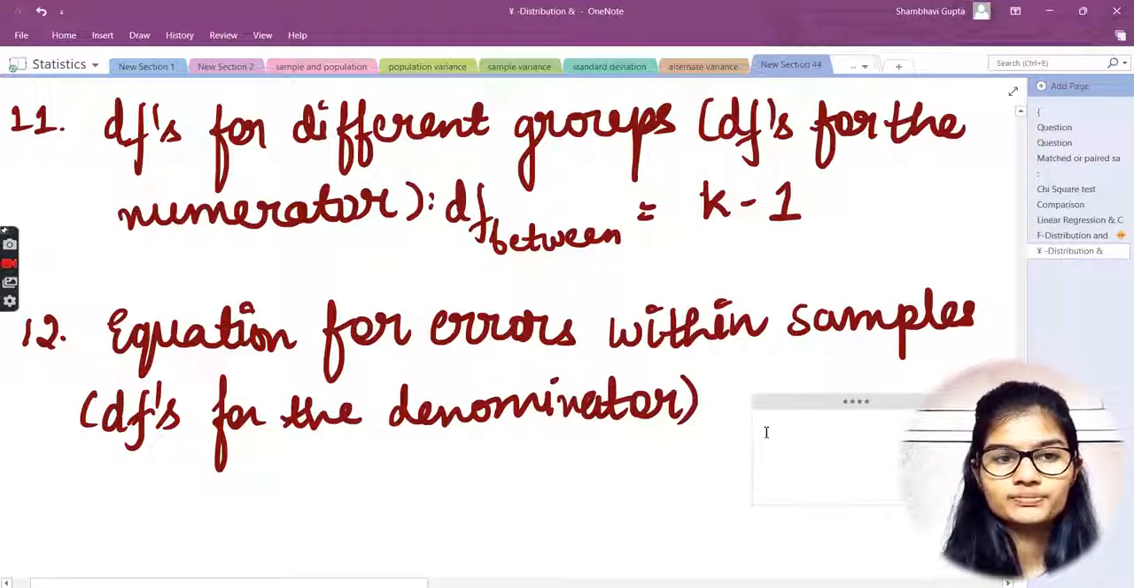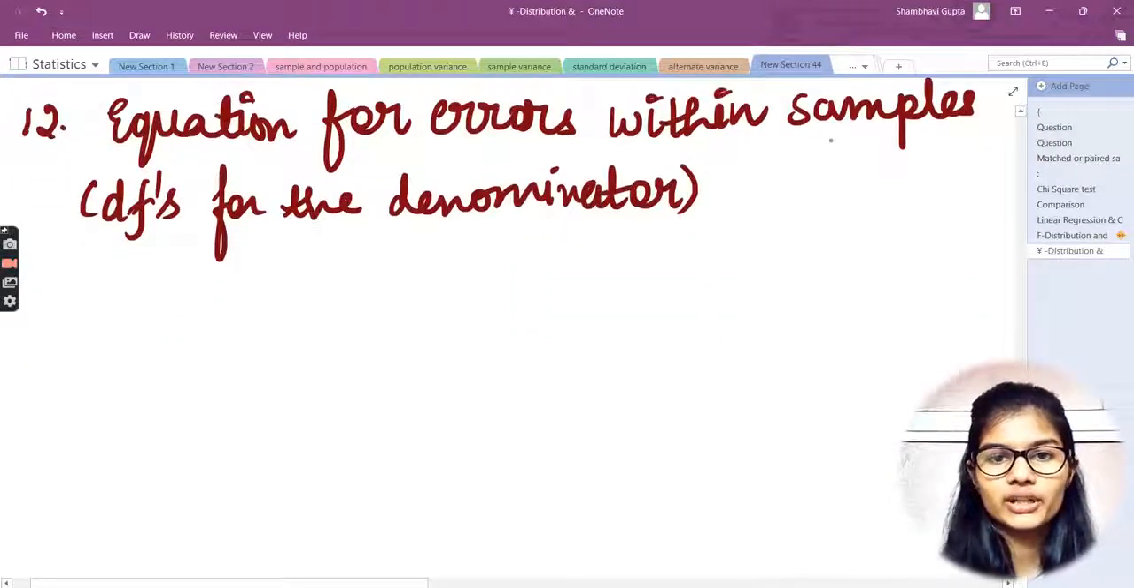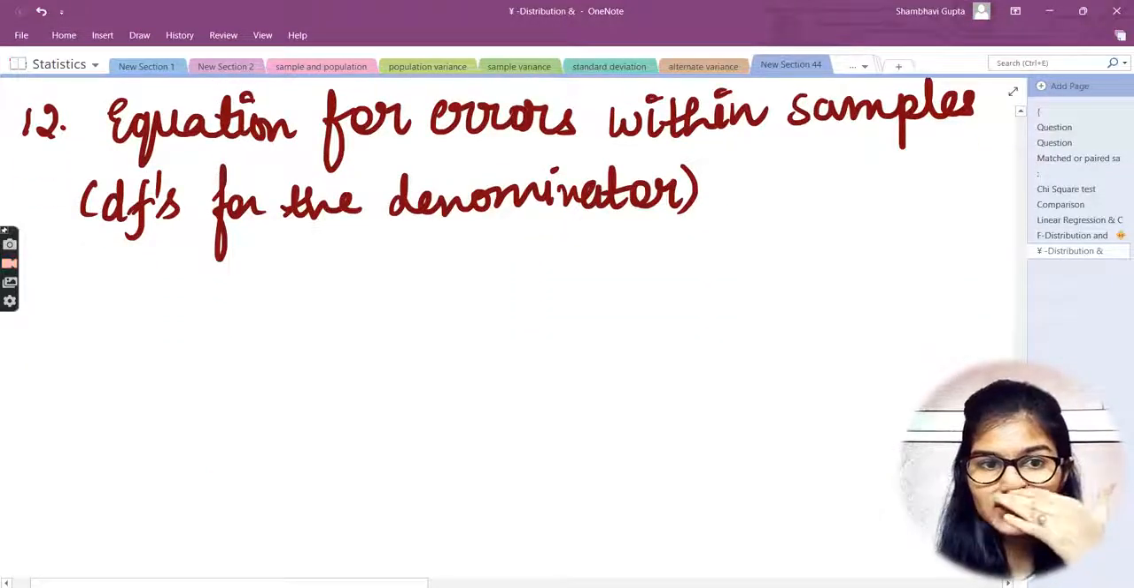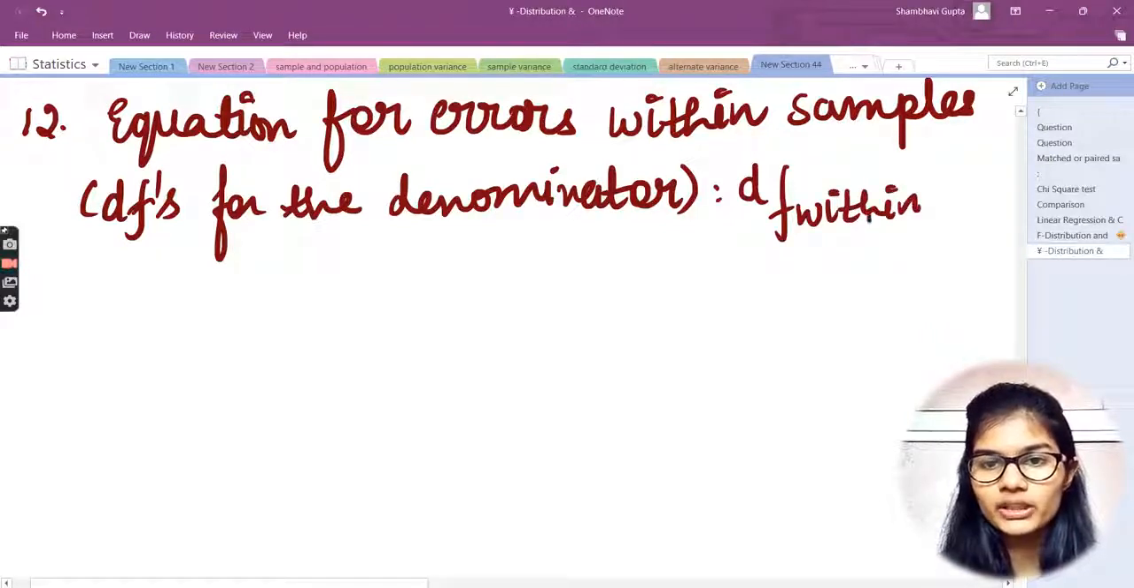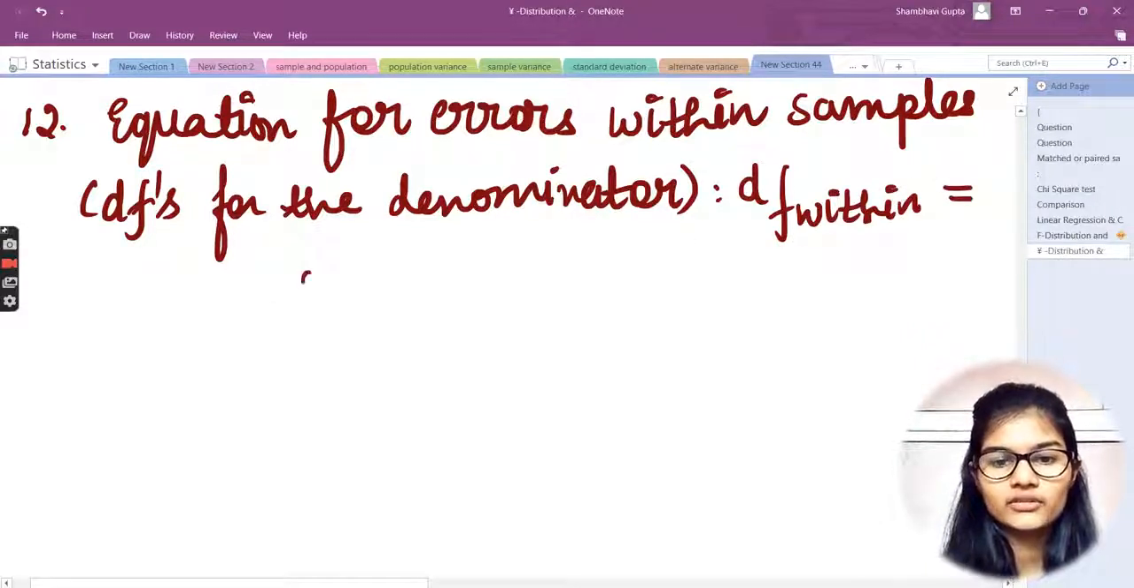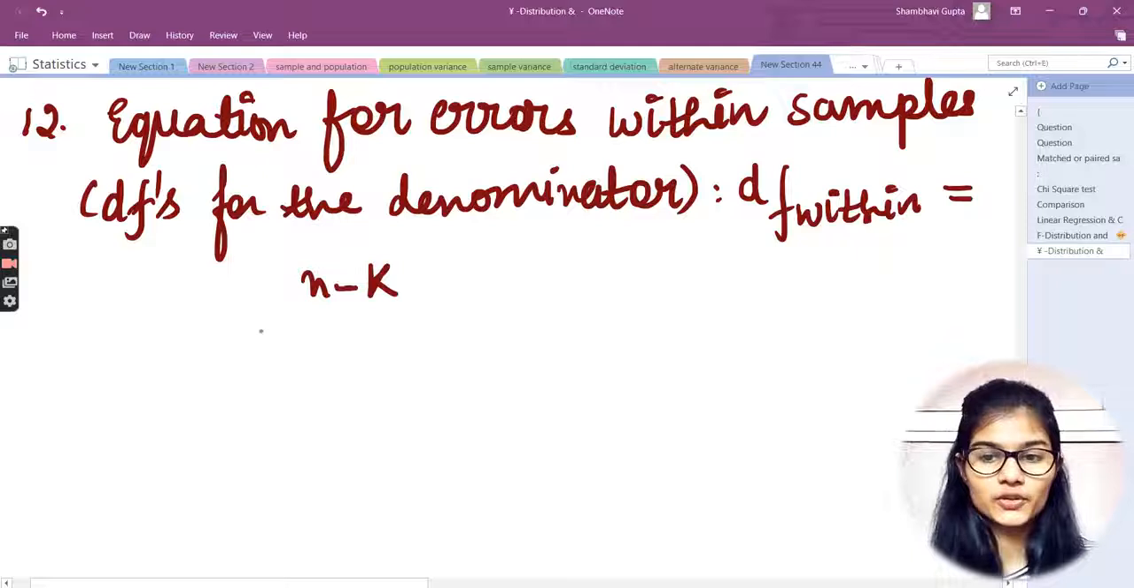So equation for errors within the samples, and we have the DFs for the denominator. Here I would mention DF for the within. The numerator one was for the between, and for the denominator we have within. Putting the equal to sign, we have N minus K. So that is sorted out as well.